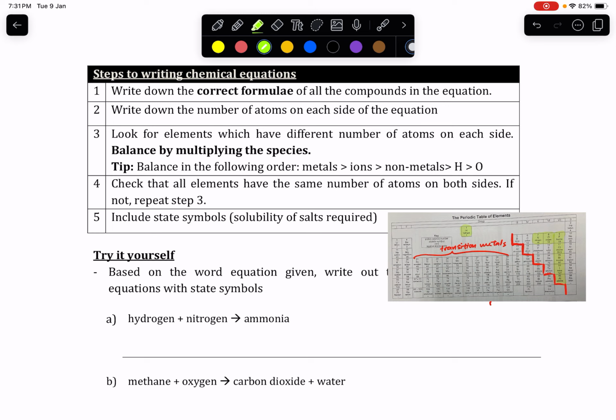Next, we look for elements that have different number of atoms on each side. We balance by multiplying the species. So this is where your concept of lowest common multiple comes in again.